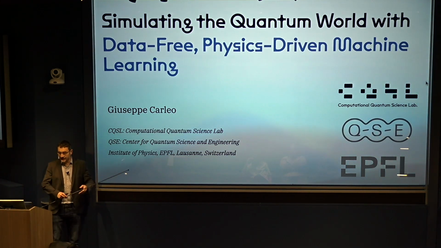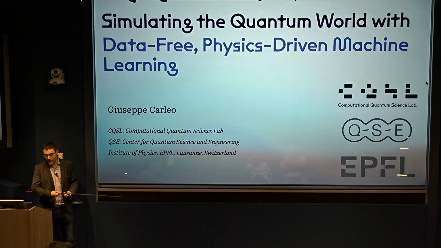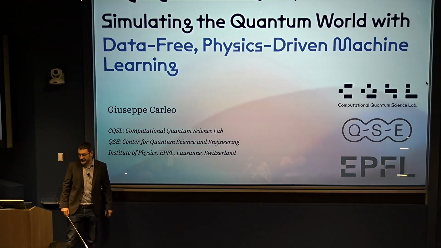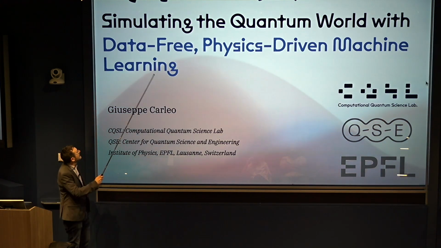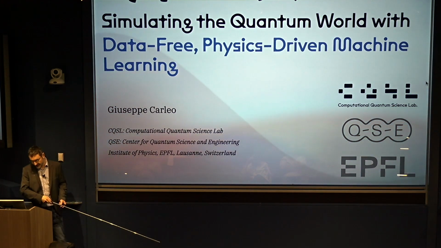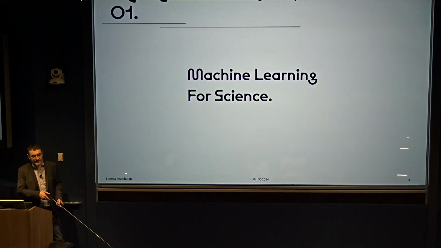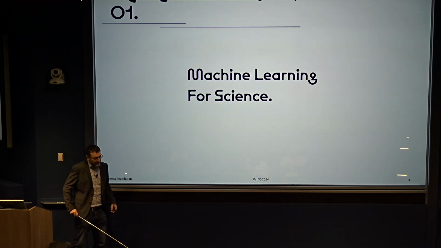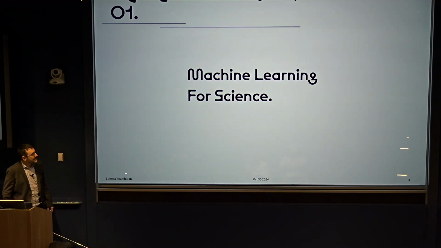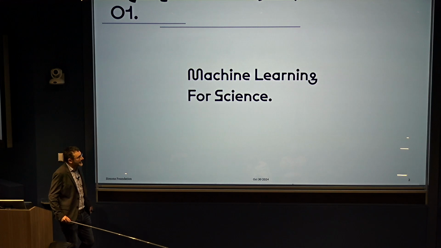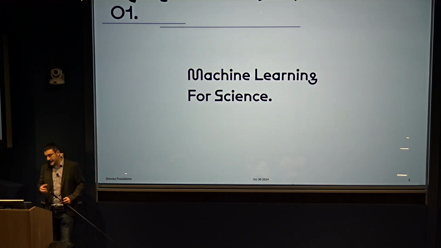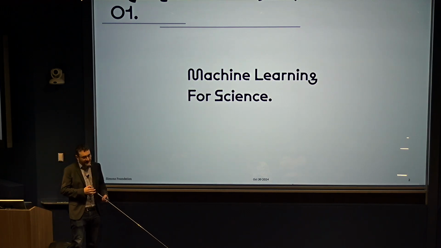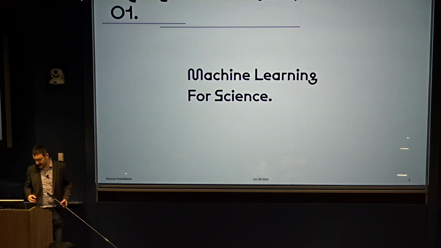So specifically, I'll tell you about what we call physics-driven machine learning, and I will explain these concepts, especially this concept of being data-free and what it means. But before going there, let me mention that, of course, this family of ideas belongs to the much broader field of machine learning for science. I would like to give you an overview of what I believe are the main interesting aspects of machine learning for science and also the main challenges in this field.